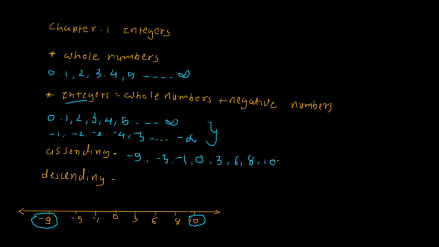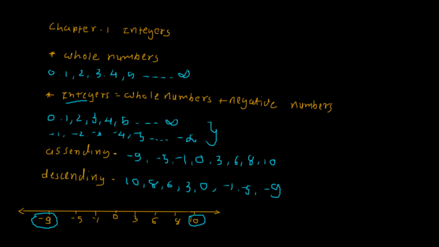Okay, and descending order is just the opposite of that, because we are going to write the highest value number first. So it will be 10, 8, 6, 3, 0, -1, -5, -9. So guys, this is the way we can arrange numbers in ascending and descending order.